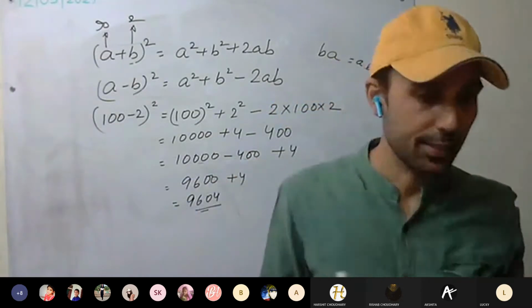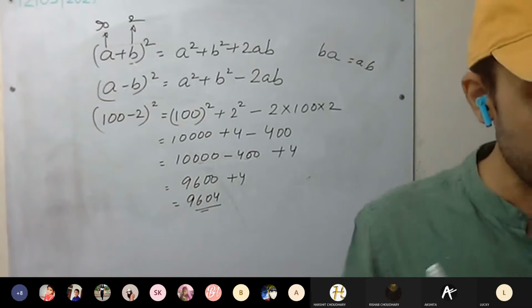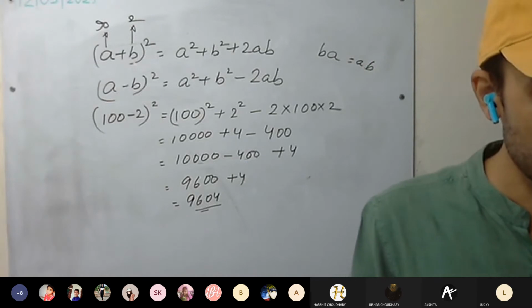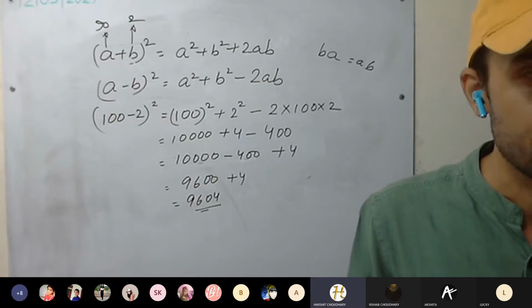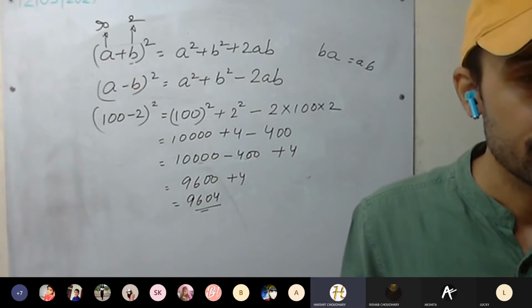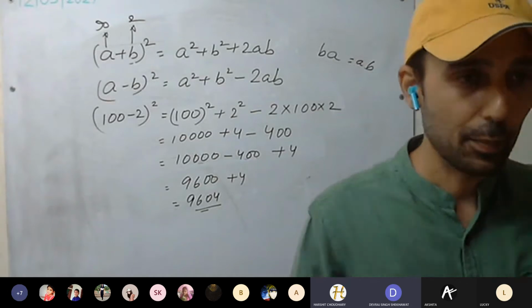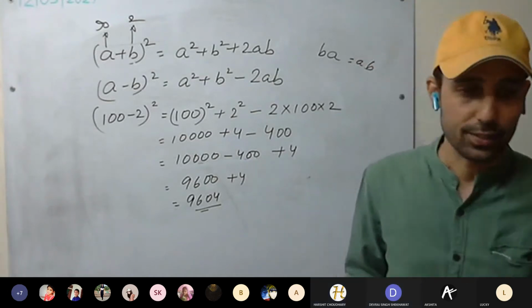Have you understood this one? We are using just the identity. Yes, sir. Okay, just tell me the next one, 305, how are you going to do? Sir, 300 plus 5.